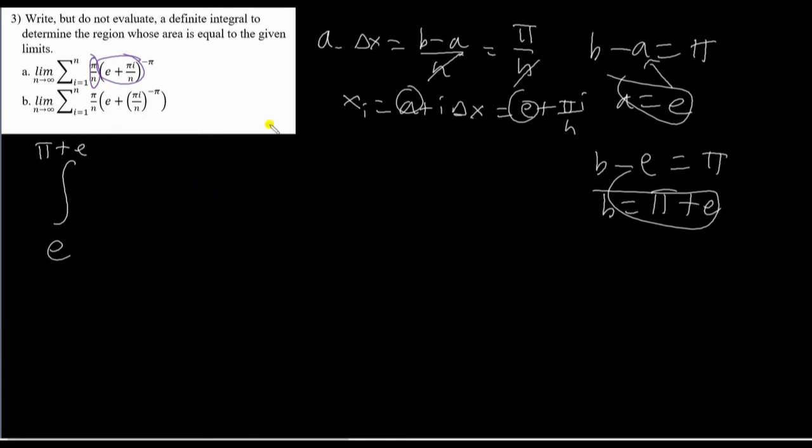And then for the actual function, it looks like we have something being raised to the negative pi power. This is our f of x part, right? So it's something being raised to the negative pi power. So our function is going to be x to the negative pi power, and then a dx on the end. So this is going to be part A.